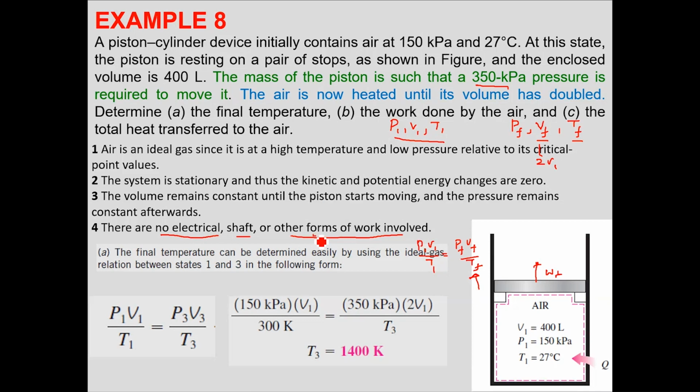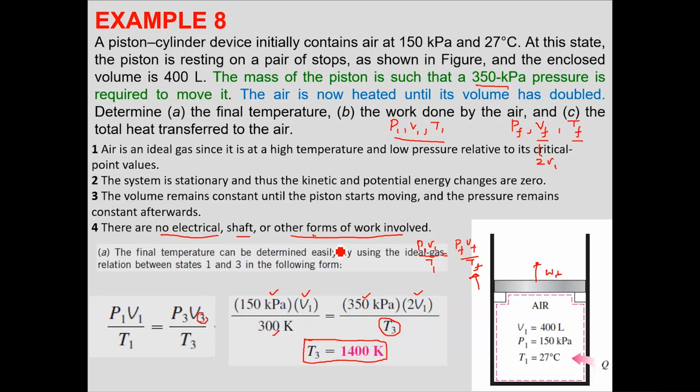The initial volume is known to you, the initial temperature is known to you, the final pressure is known to you, the final volume is twice the initial volume, and T3, the final temperature, is not known to you. Why we have used this third state and not the second state, we'll come to that in a minute, once we draw the PV diagram. T3 basically comes out to be 1400 Kelvin as a result of this process. Clear enough? So far, is it clear? Yes, sir. All right.